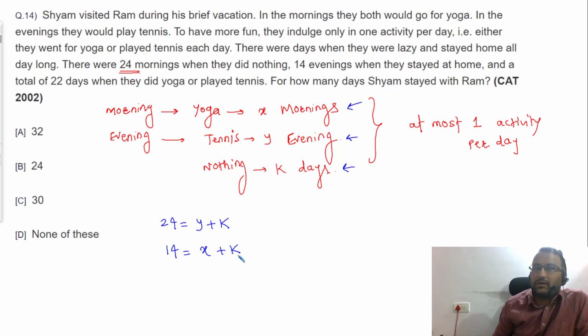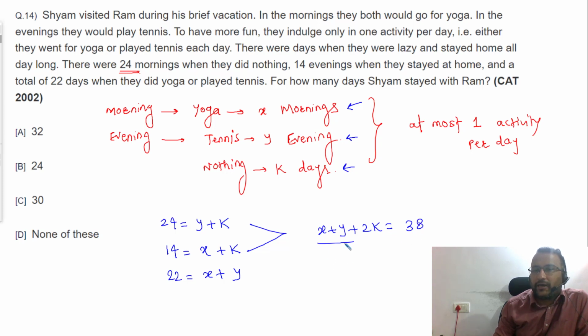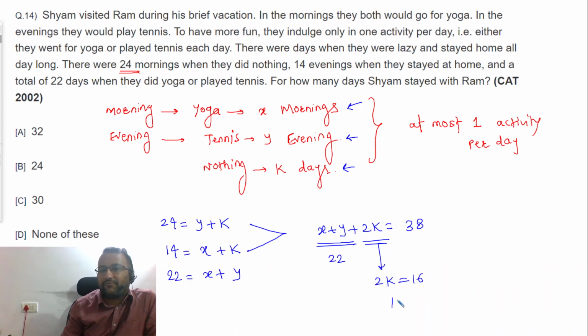After that, 22 days they did yoga or played tennis. It means 22 is equal to X plus Y. So now you need to solve these three equations. If you add the first two equations, the addition is X plus Y plus 2K is equal to 38. And we know X plus Y is equal to 22. So 2 times K is equal to 16. The value of K is equal to 8.